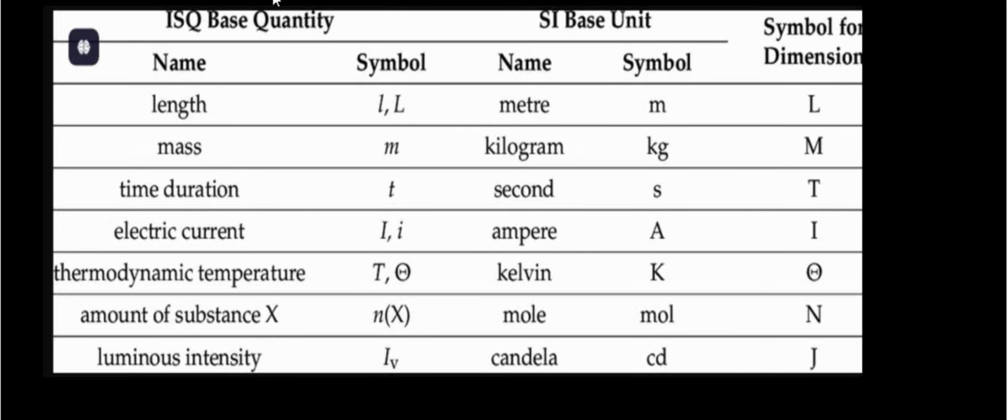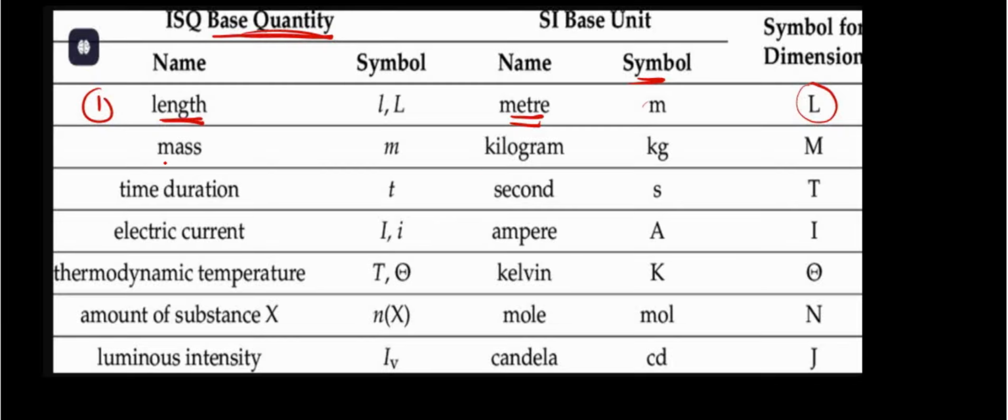So the base quantities that I have so far: the first one is length. The symbol of length can be l or capital L, and it is measured in meters, with the symbol m. But when you take it into dimensions, the dimension of length is represented as capital L.